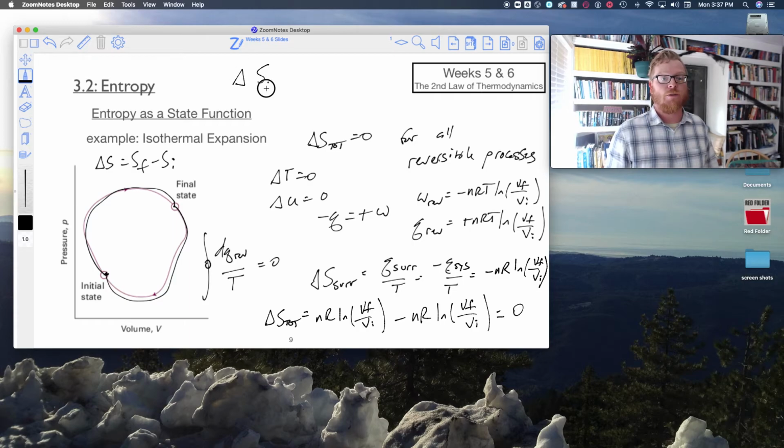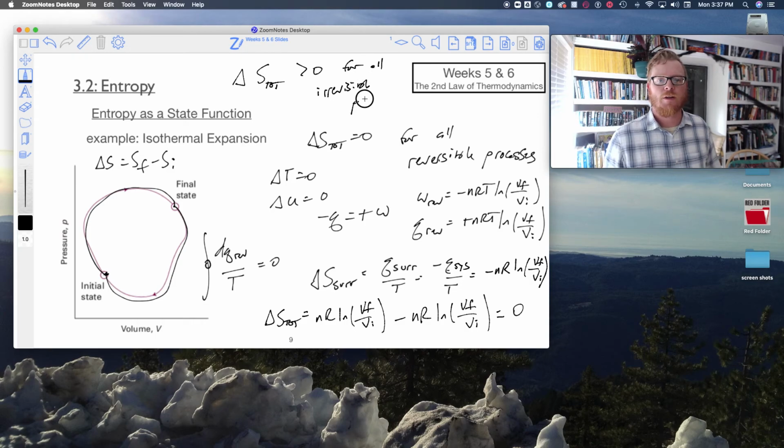Delta S total is greater than 0 for all irreversible processes. Okay? Sorry, my handwriting is kind of going downhill today. Normally does on most days.